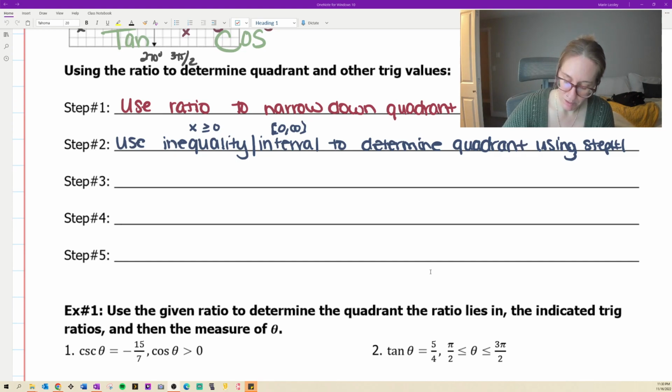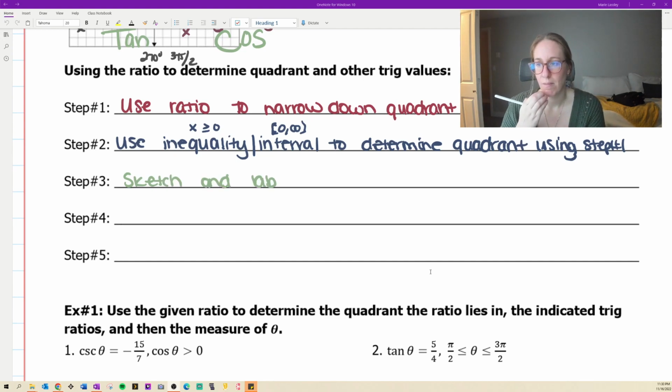Sketch and label. That says label. We're going to try again.